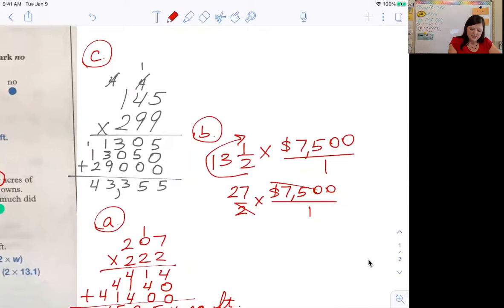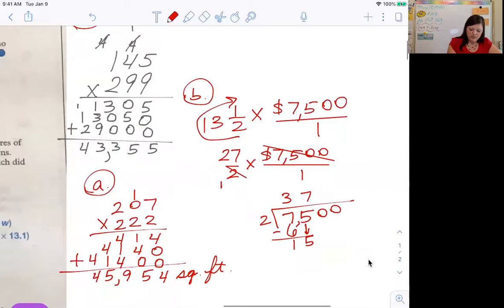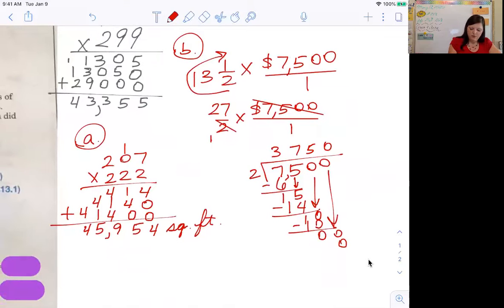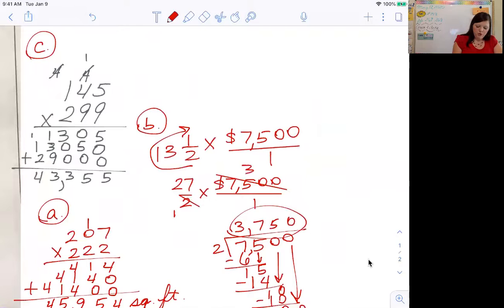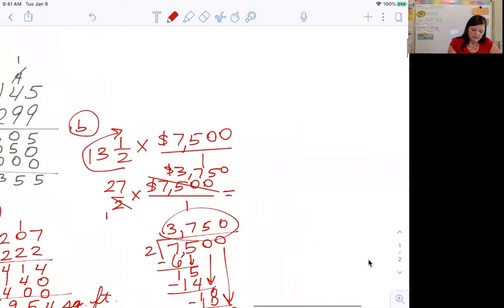We can cancel this because these numbers are even. What is half of this number here? $3,750 is the canceled answer. Lastly, let's multiply by 27. We might need to go out to the side for that one.